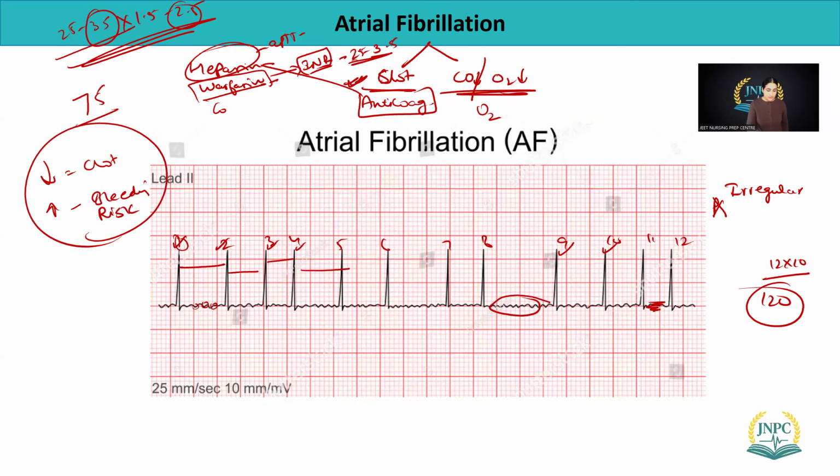So 1.5 for some books says 46 to 70. Let's keep it simple: 45 or 46 to 70 seconds if somebody is on this heparin therapy. So we have to really watch this time and also make sure that heparin cannot be given for more than 1 week. It can be given only for like 3-4 days.